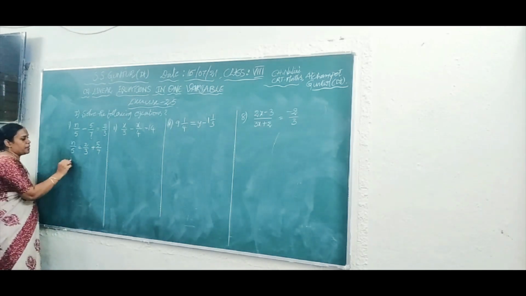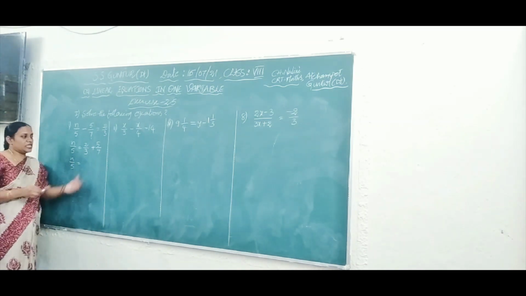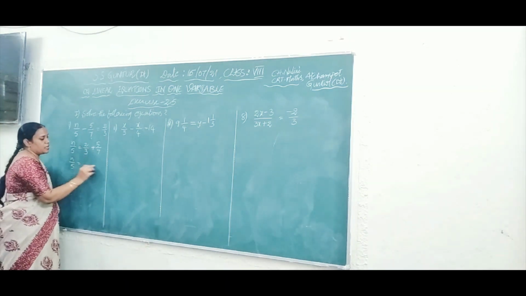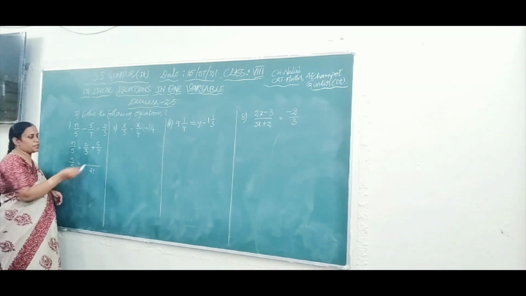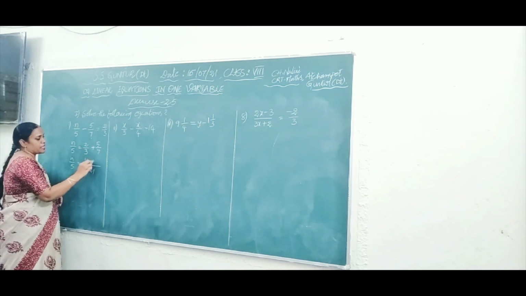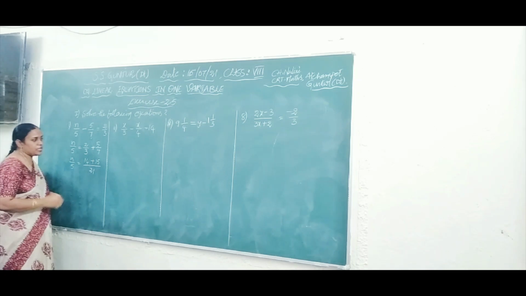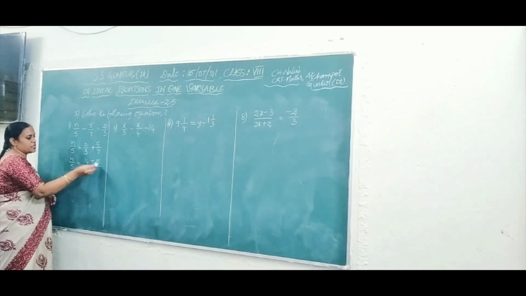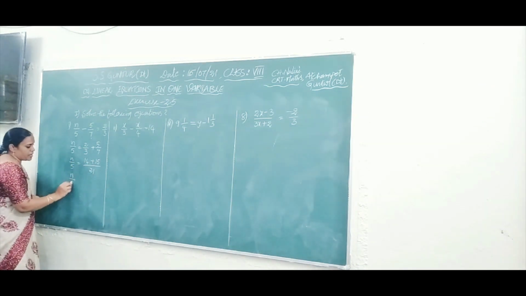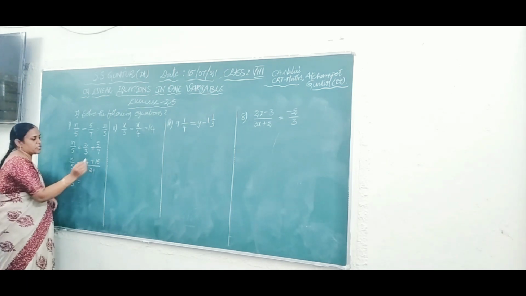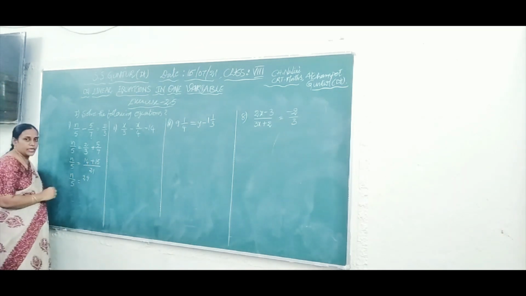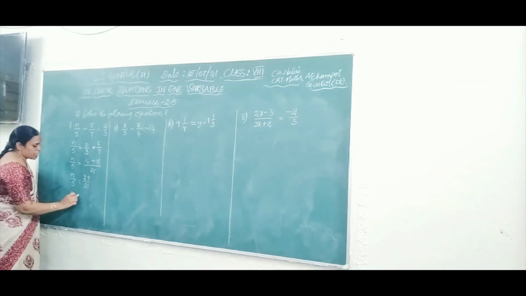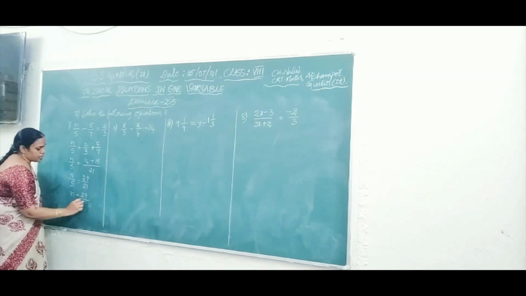Okay. Now n by 5 is equal to, what is the LCM here? 7 3s are 21. Now by doing cross multiplication, 7 2s are 14 plus 5 3s are 15. 14 plus 15. Now n by 5 is equal to 14 plus 15, how much? 29. 29 by 21. Now n by 5 is equal to 29 by 21.